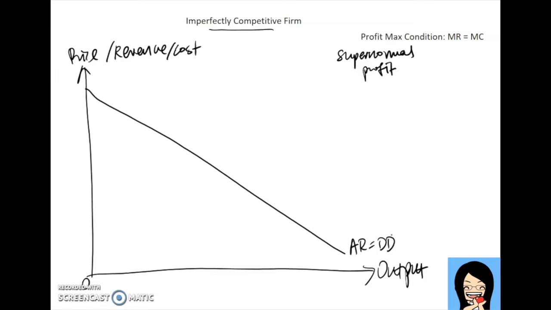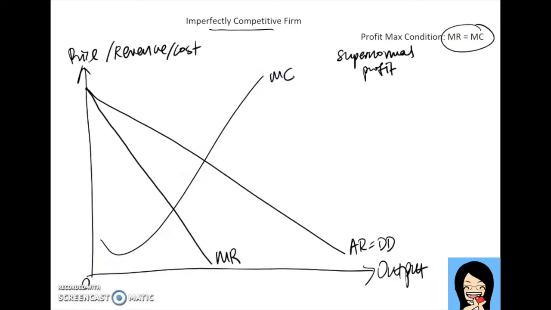The second thing to note is that after your AR, you need to draw in your marginal revenue graph, which is your MR curve. Remember that the gradient of your MR curve must be twice that of your AR. So we'll draw that in as well. With the MR curve drawn, the profit maximizing condition is MR equals MC. Keeping this in mind, now we'll draw in our MC curve.